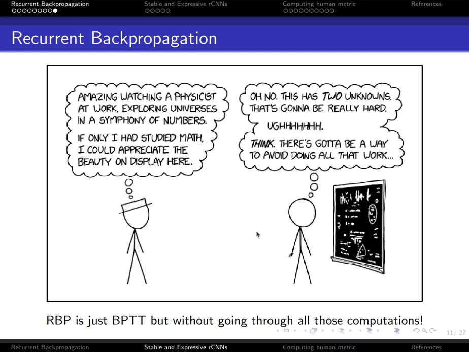And we can say that backpropagation through time is the blackboard full of formulas, full of the intermediate states that have to be saved and stored in memory, and recurrent backpropagation is just a simplification that performs fixed point iteration on the last two hidden states, so we don't have to go through all of the computational graph.